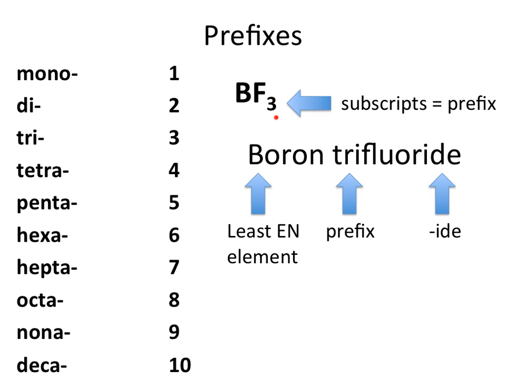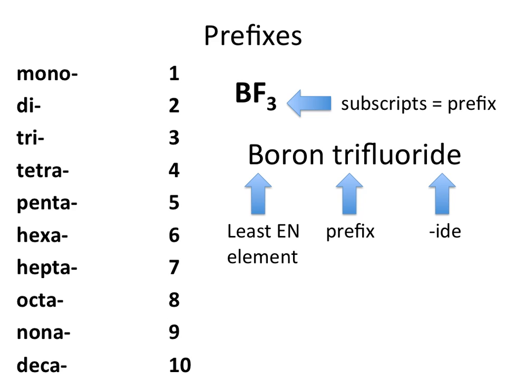So if we look at this formula here, we have BF3. Okay, boron is the least electronegative element in this covalent compound. Fluorine is the most electronegative element, so it's written in its proper form. Remember that the subscripts are going to be telling you how many of each atom type you have. So in this case, the subscript is going to be the prefix in the nomenclature procedure.